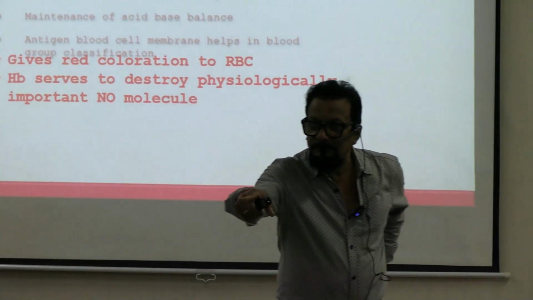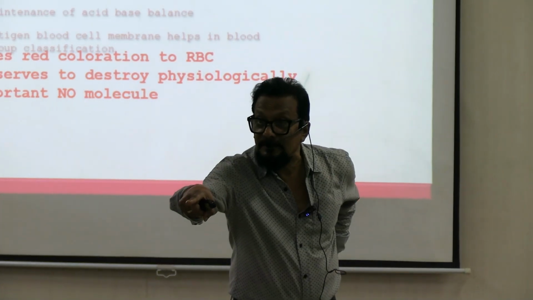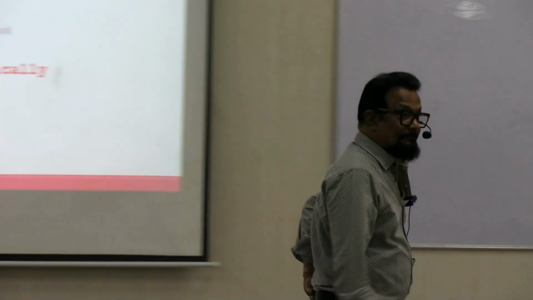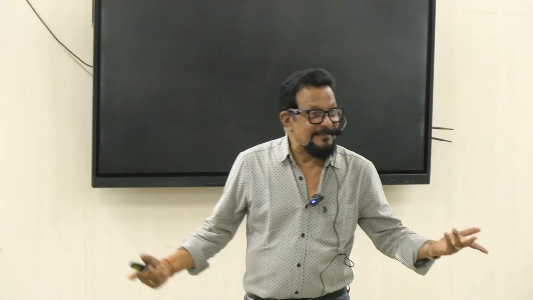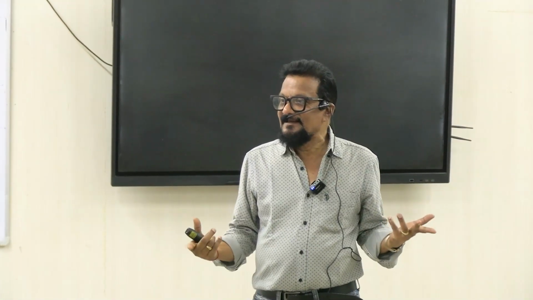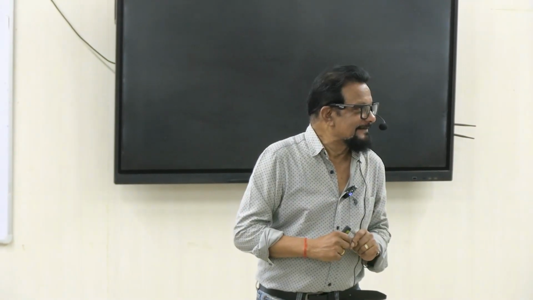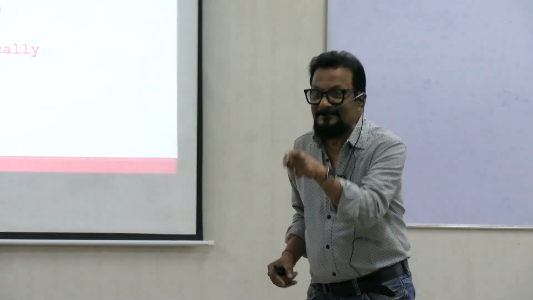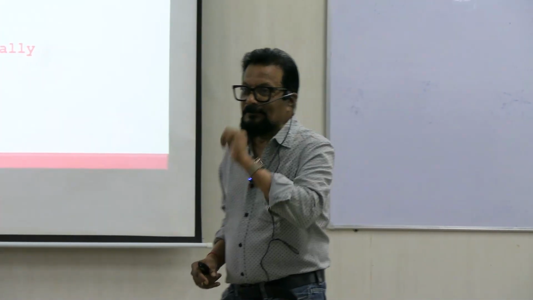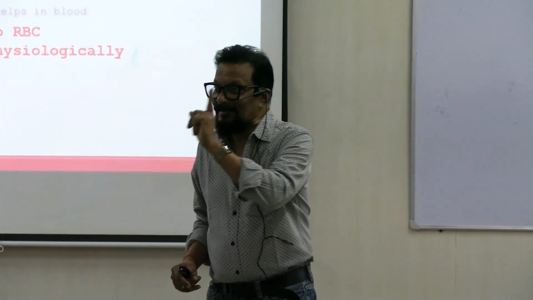What is your blood group? His blood group is AB positive. And yours? B positive. Who gave this identity? Which cells of your blood gave this? It is the RBC. Because the RBC cell membrane contains antigens, and these antigens are of two types: one is A, another is B.